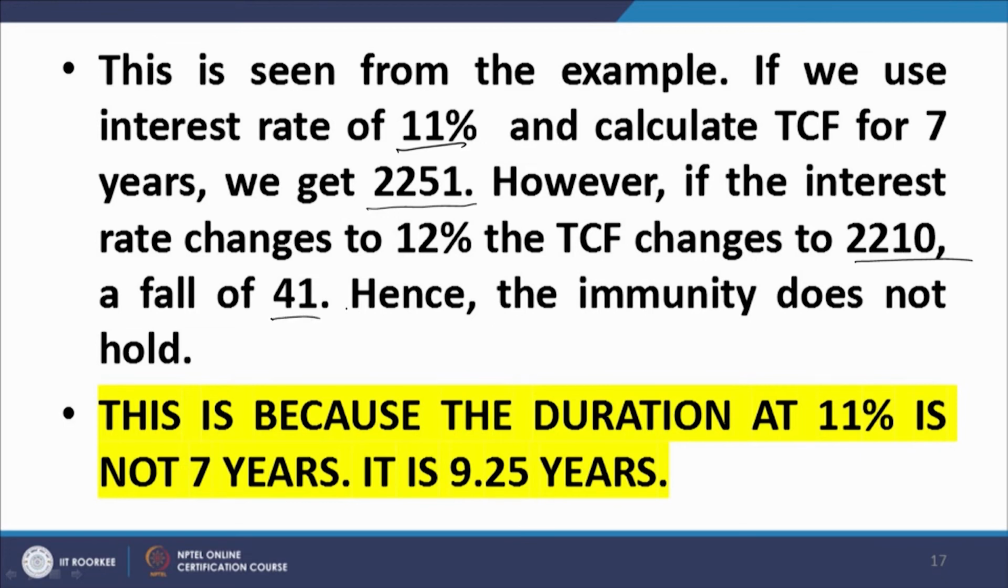That is quite significant. As I mentioned, if there is a change from 16% to 17%, the total cash flows change by as small as 1 money unit. This is because the duration at 11% is not 7 years, it is 9.25 years. So, if the interest rate is 11%, you need to work out the duration at 11%, which is 9.25 years, and thereafter you need to calculate the total cash flows over 9.25 years, and then those cash flows will be immunized against small changes in interest rates around that 11% mark.